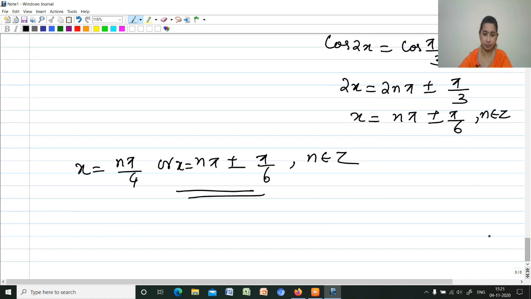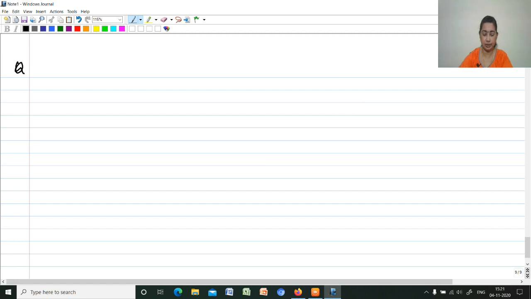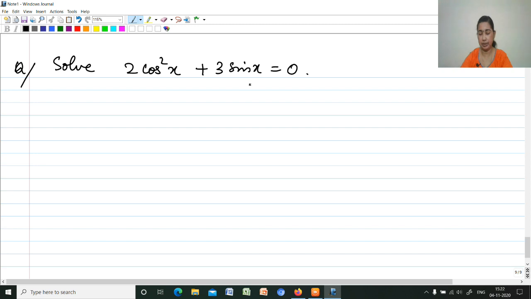Now next question. Solve 2 cos square x plus 3 sin x equal to 0. Since one is in terms of cos, other one is in terms of sin, we can't make it as an equation. To solve it will be difficult. So what we have to do is we can change this cos square x in terms of 1 minus sin square x. So 2 into 1 minus sin square x plus 3 into sin x equal to 0.